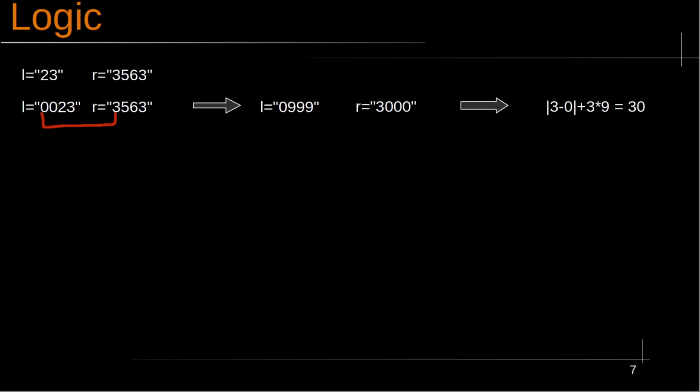Okay, because if we think a little bit here, from 23 to 3563, the two numbers that maximize the sum of the absolute values of the differences of the digits of both numbers: the left must be 999 and the right must be 3000 to maximize the difference. 0 minus 9 or 9 minus 0 is equal to 9. This is the max, which is 9.